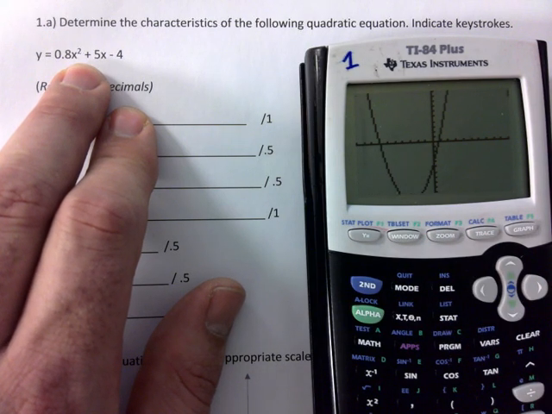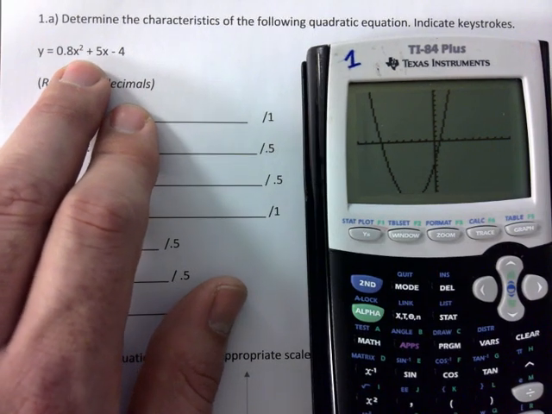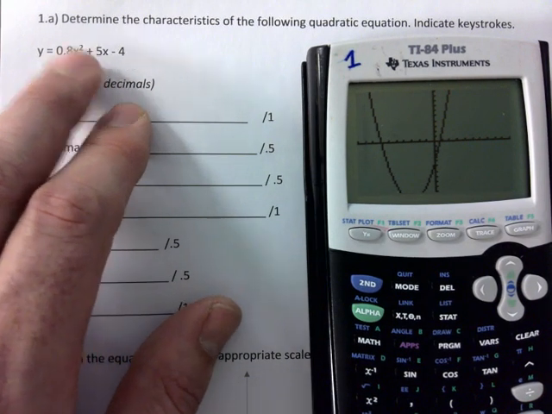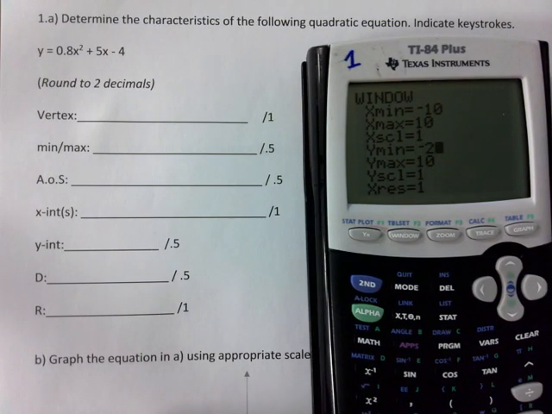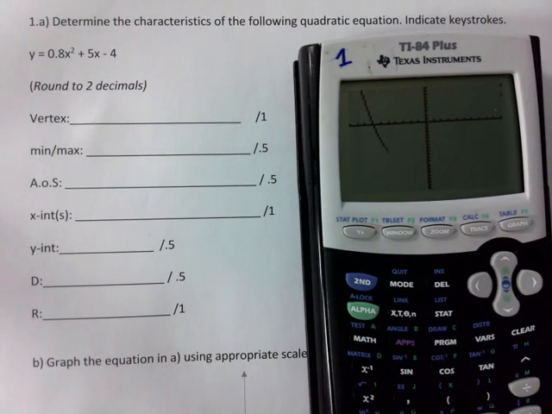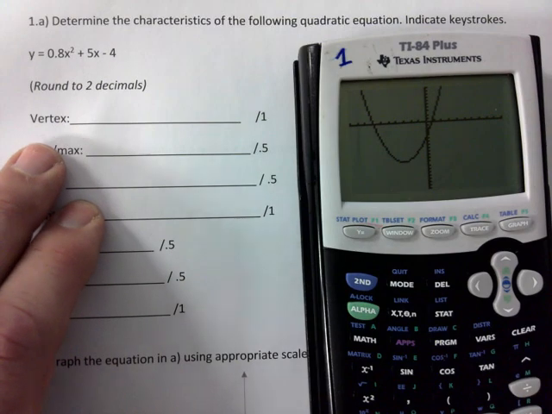I went zoom 6. I tend to go zoom 6. Let's see if that works out for me. And it almost does. I just have to change my Y min a little bit. And I see everything I need to see. I see the intercepts. I see the vertex. We're good to go. We're in business.